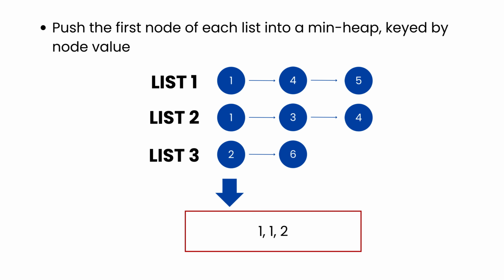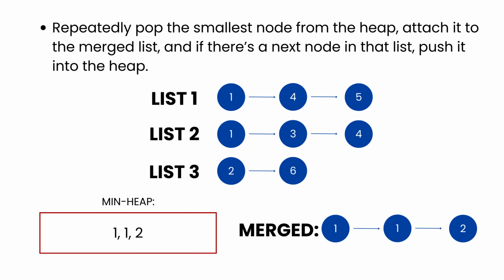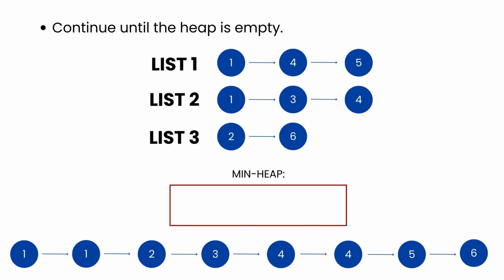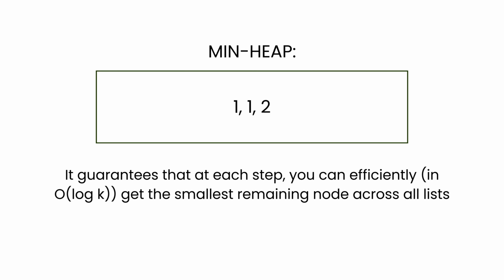Let's think step by step. Push the first node of each list into a min heap, keyed by node value. Repeatedly pop the smallest node from the heap, attach it to the merged list, and if there's a next node in that list, push it into the heap. Continue until the heap is empty. Let's dig deeper. Why a heap? It guarantees that at each step, you can efficiently, in O(log k), get the smallest remaining node across all lists. Using a dummy node for the result list keeps the code clean and bug-free.